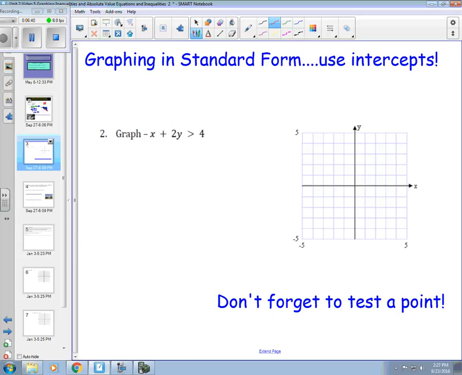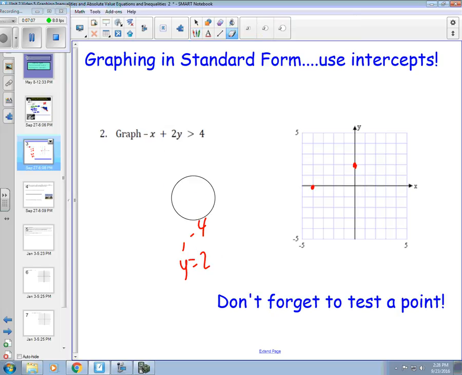One way you could do it is to find the intercepts. If you do that cover-up method, you got negative x equals 4. If you divide by that, looks like the x-intercept is negative 4. If you did the same thing, cover up the x and solve for the y, you got 2y equals 4. So then the y-intercept is 2. That would be here. So one way to do it would be to connect those to get the line.